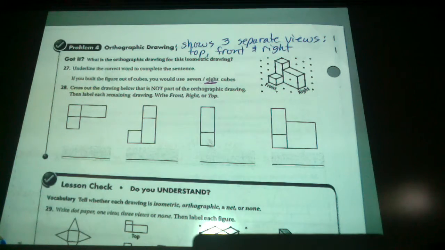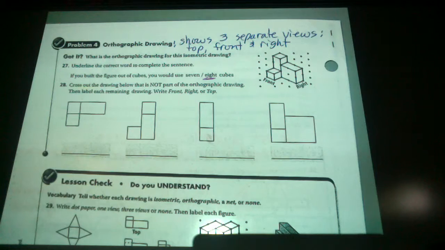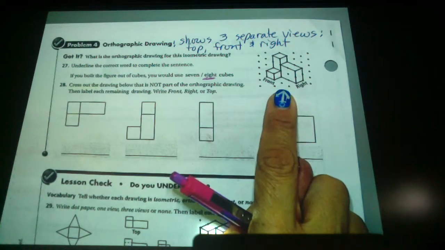But we only see 7. Cross out the drawing below that is not part of the orthographic drawing, then label each as front, right, or top. So for this drawing, if you're looking at it, do I have time to build it? I'm going to build it.